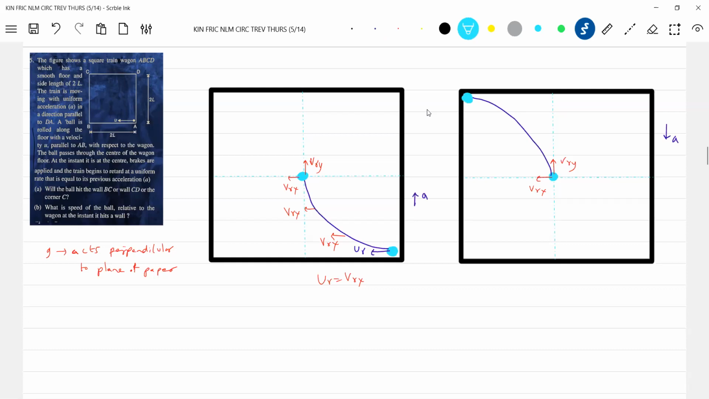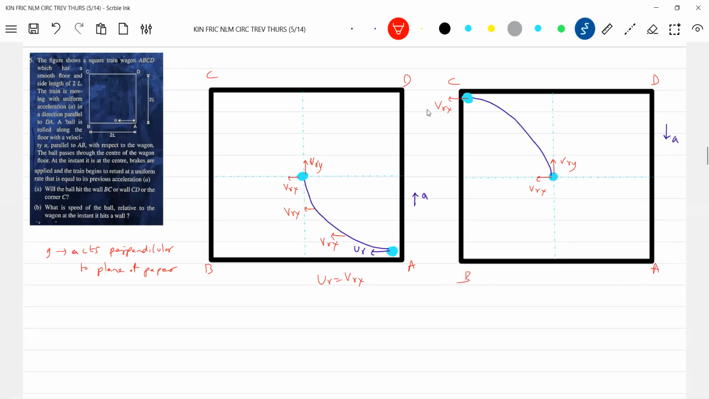So how can we say all these things? How will the velocity of the ball be known? It will have only which component? Same Vrx. And it will strike exactly at this particular point. So he's asking about C, no? He himself has given all the conditions. So therefore I should assume like this. Will the ball hit wall BC or wall CD or the corner C? It is going to strike the corner C.